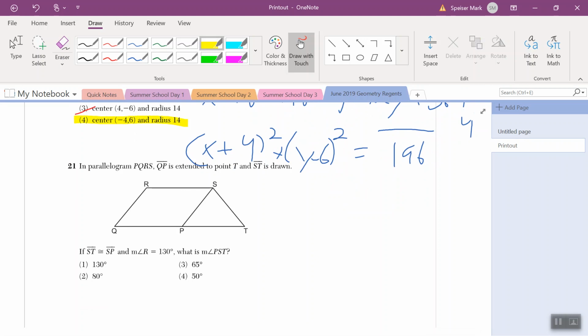QP is extended to point T such that ST is drawn. Oh, I forgot to mention the radius in the last question was 14, making choice 4.